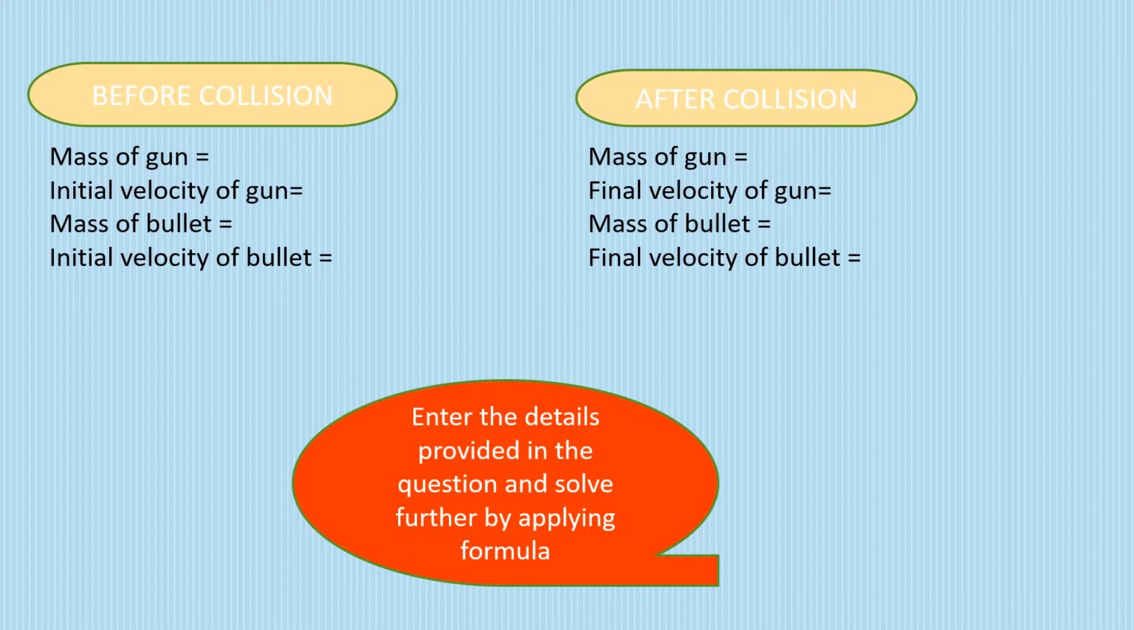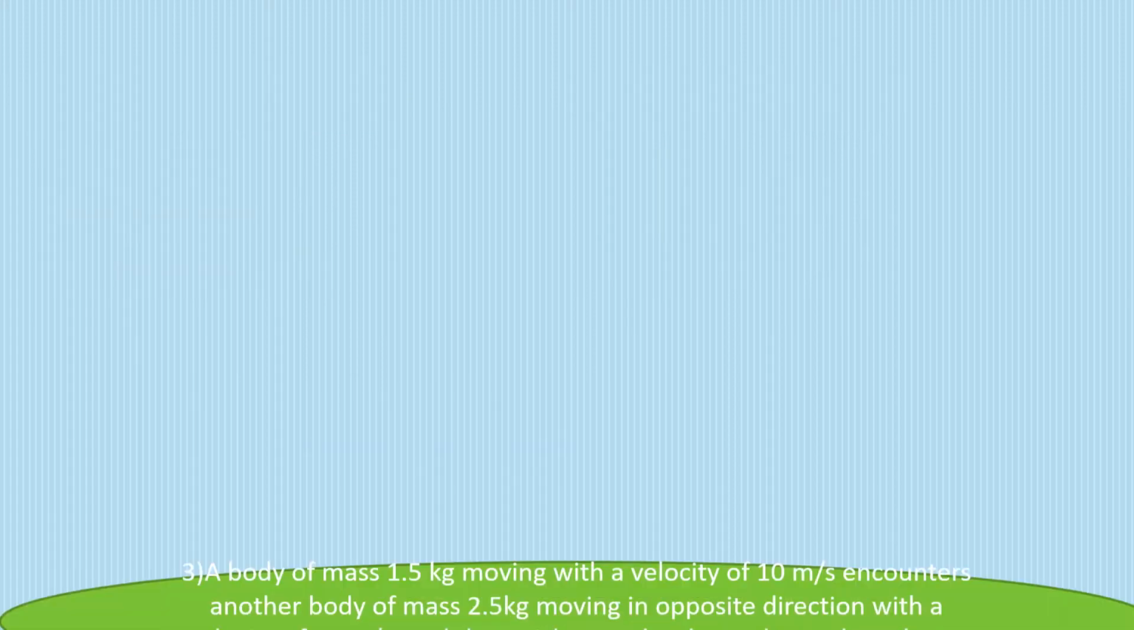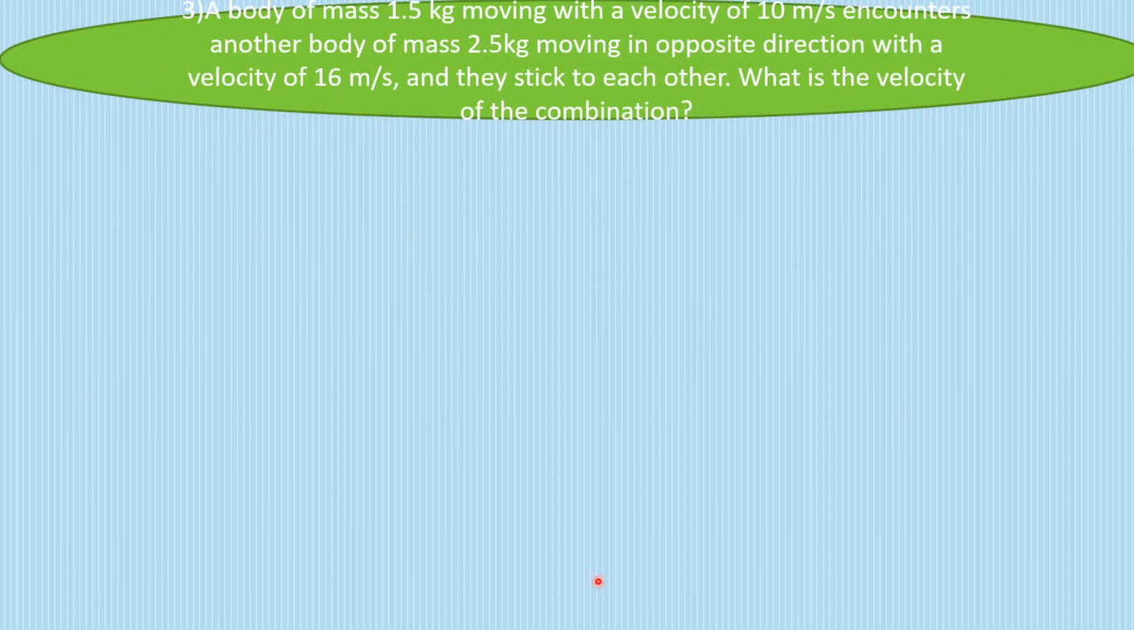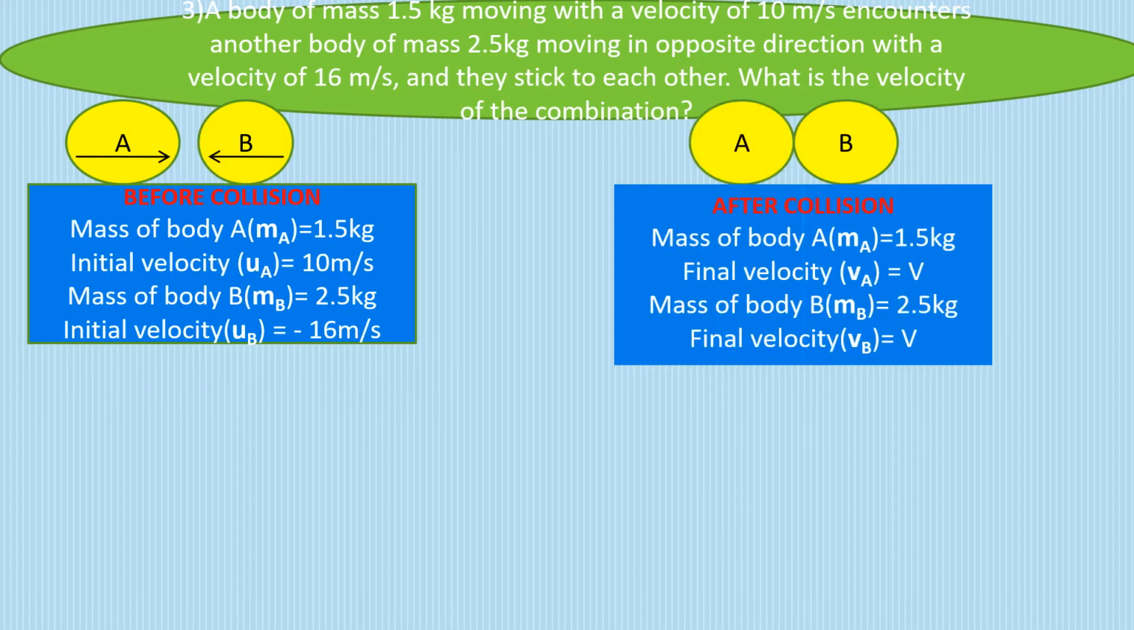Now to understand this more easily, we are seeing the next question, which was question number 3. A body of mass this, and you can see here we have another mass. That means there are two masses. That means this is a question which is based on the law of conservation of momentum. So let us just see how we are going to solve this.